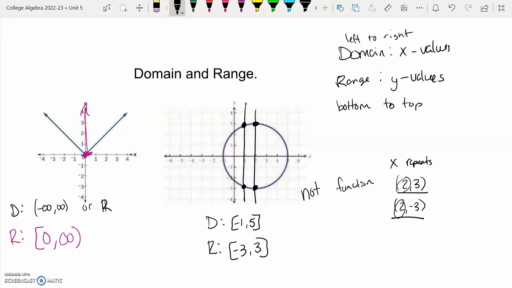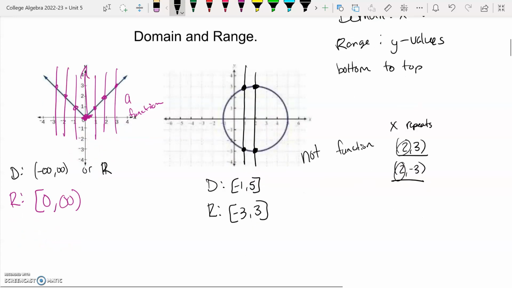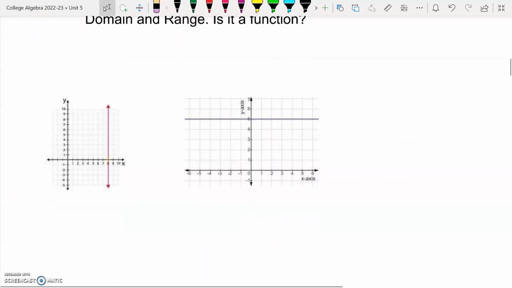All right. This one over here, if I do the vertical line test, every vertical line I draw only hits the line once. So that means it passes the vertical line test, which means it's a function. So that's kind of the basis of what we're doing today. So again, I'll give you a graph. I'll say, hey, domain and range, and then is it a function? So this first one, domain, range.